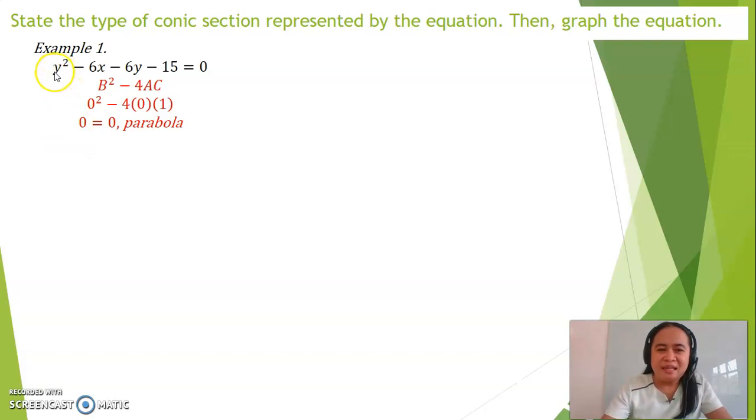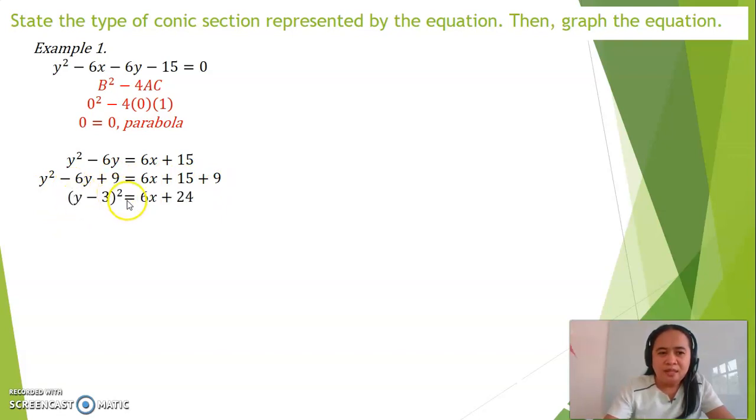So, let's rewrite this to standard form. To do that, group all y terms, transfer x and the constant to the other side. Complete the square. Half of 6 is 3. Square it, it's 9. So, add 9 to both sides. Rewrite this to binomial form. That would be (y minus 3) squared equals 6x plus 24.